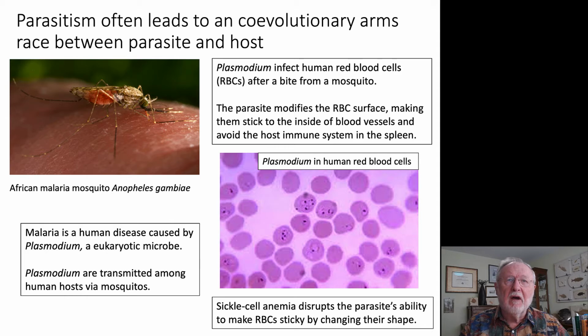So parasitism often leads to a co-evolutionary arms race. That is, there's an evolution between the parasite attacking its host and changes in responses in the host. So Plasmodium is a eukaryotic parasite that attacks humans. It is transferred by a mosquito. The result of the Plasmodium is a disease called malaria. Malaria is very common in the tropics. Southern parts of the United States occasionally have malaria as well.